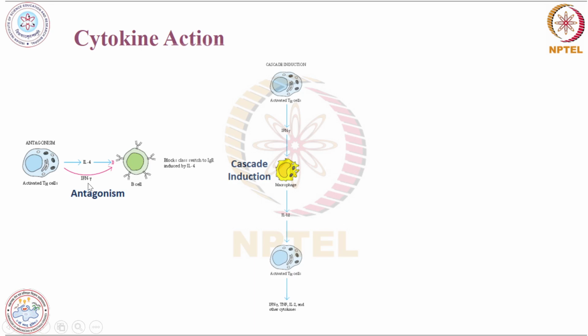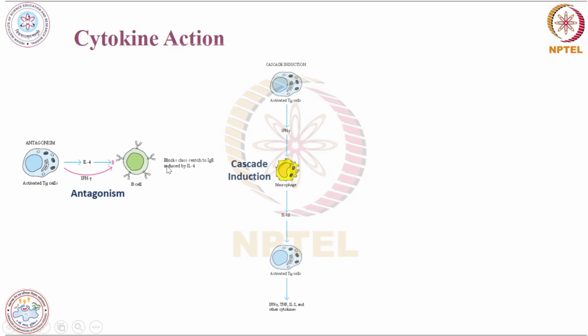So, in antagonism, what happens here? One cytokine blocks the function of another cytokine. Like one cytokine is blocking the other. Like what was happening here? This activated TH cell was releasing interleukin 4 for the B cells, but then interferon gamma came in between and it blocked the effect of this interleukin 4. So this interleukin 4 will no longer be received by this B cell. So this interferon gamma is working as antagonism.